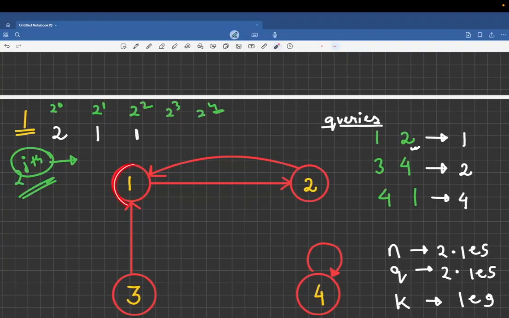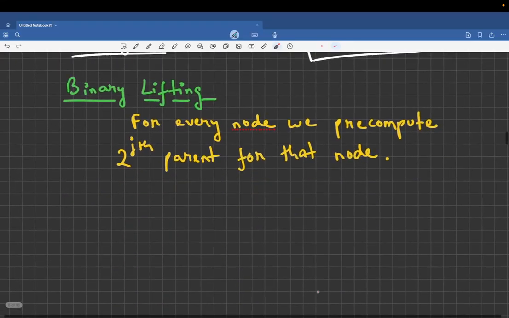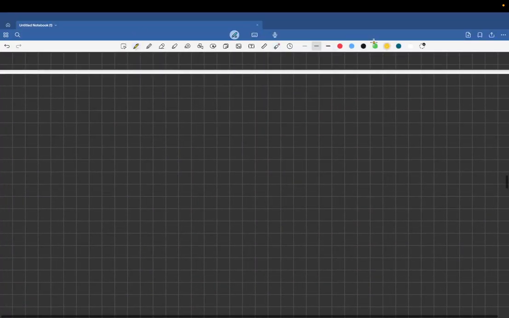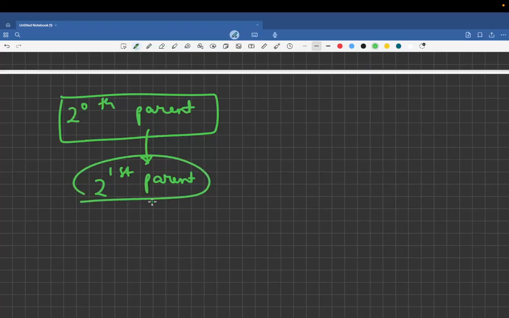So I already know the 2 power 0th parent of 1 is 2. I already know the 2 power 0th parent of 2 is 1. I already know the 2 power 0th parent of 3 is 1. I already know the 2 power 0th parent of 4 is 4 itself. I already know the 2 power 0th value from the input. So let's try to use this. I already know the 2 power 0th parent, right? By using this 2 power 0th parent, can I get the 2 power first parent of every node? Can I get this? Just think.